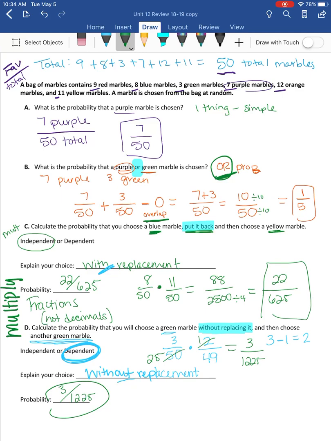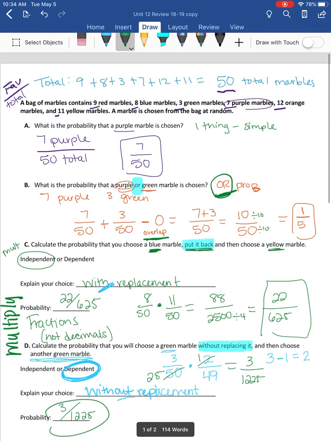And remember to decide if it's independent or dependent, you just ask, does it have replacement? In which case it's independent because you're resetting everything, or is it without replacement? In which case you are changing the conditions for the second, third, fourth probability you might be finding.